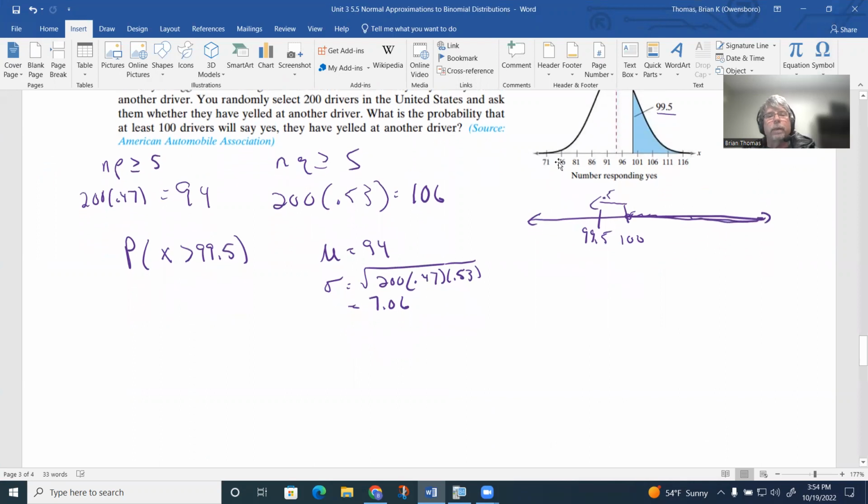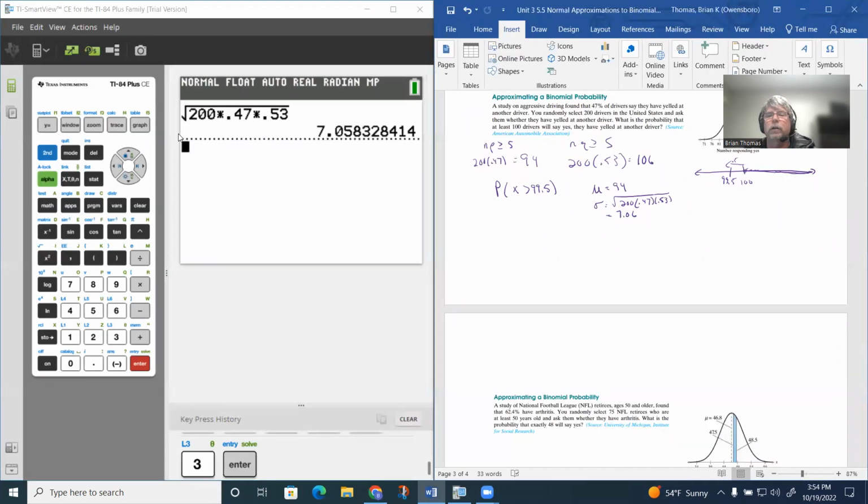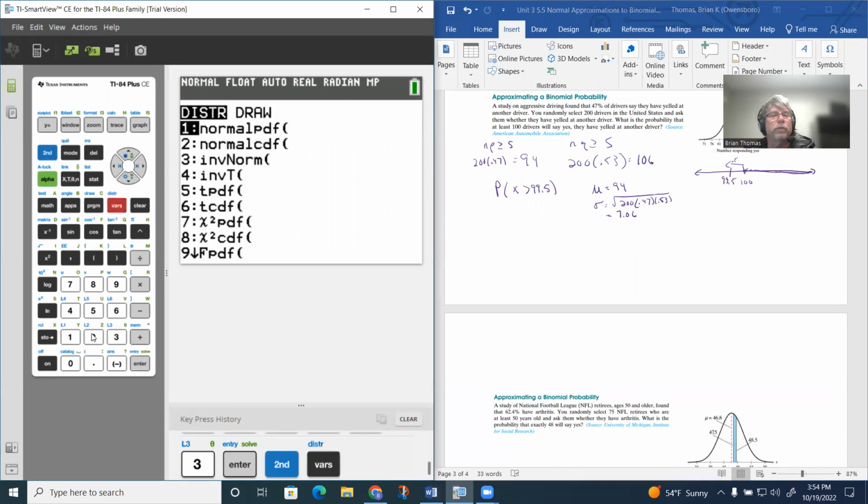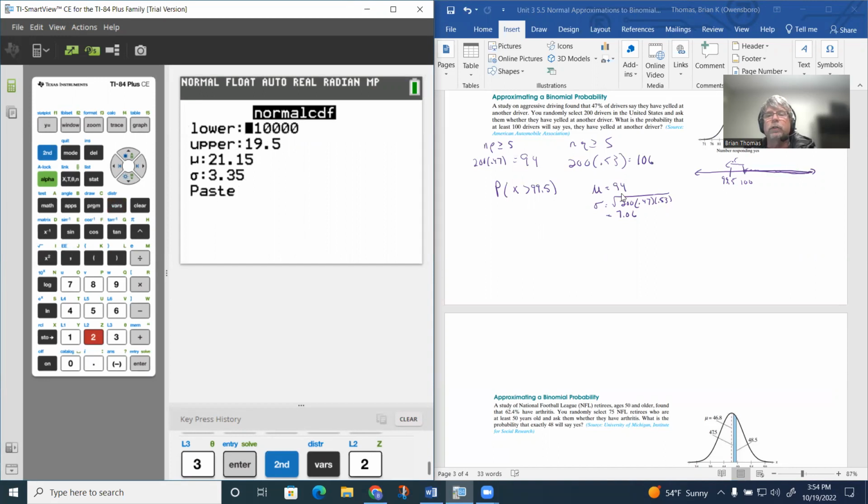So we now can apply this to our normal distribution formula in our calculator. So I hit second distribution, and number 2 is the normal cumulative distribution function. Notice now our lower bound is actually the 99.5. That's actually where our interval begins. So I need that 99.5, and it goes towards infinity, which we use a really, really large positive number, which we're again just going to use 10,000. That's what the book kind of suggests. And then our mean now was 94. And our standard deviation was this 7.06.